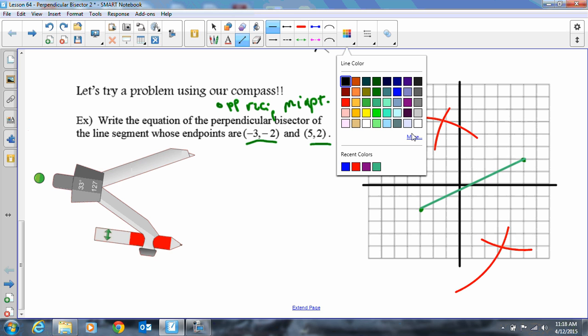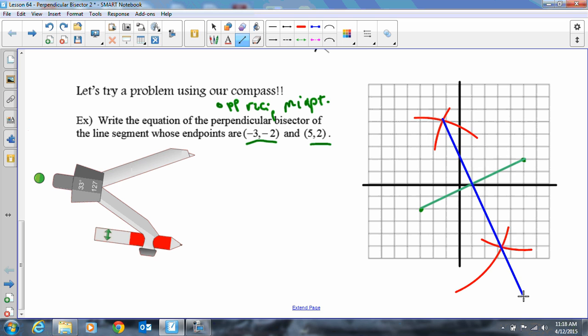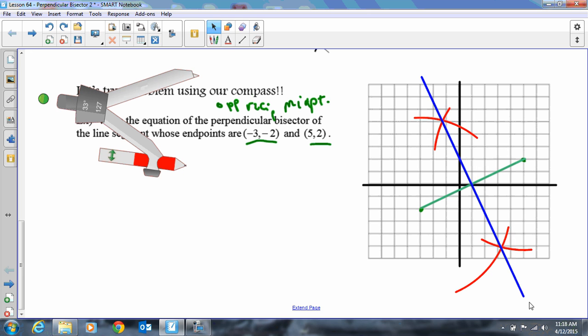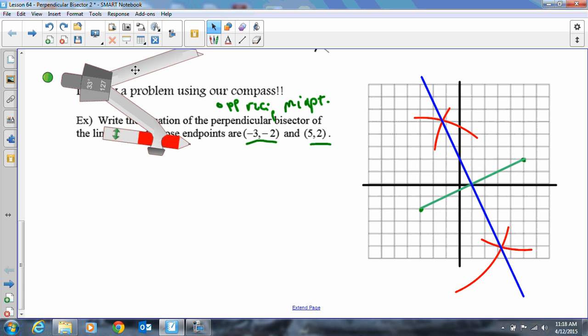I'm going to connect where my X's are with my ruler. I'm trying to make it as long as the graph is. Okay. So now what we are looking at is the blue line right here on the screen, the perpendicular bisector. So it's already done. It's already graphed. What you're going to have to do, though, is write the equation of that line, and preferably in y equals mx plus b form. So let me go ahead and write down the equation of a line.